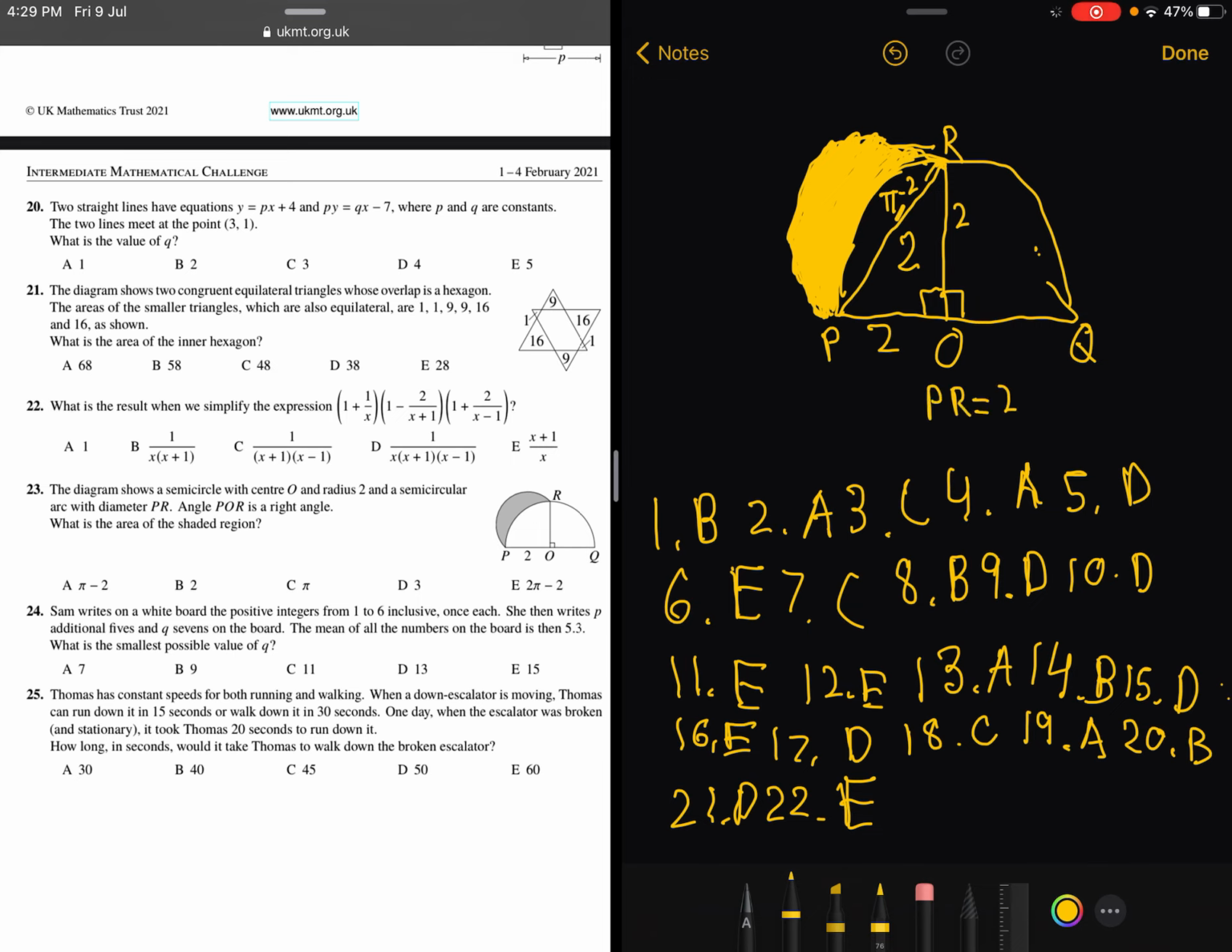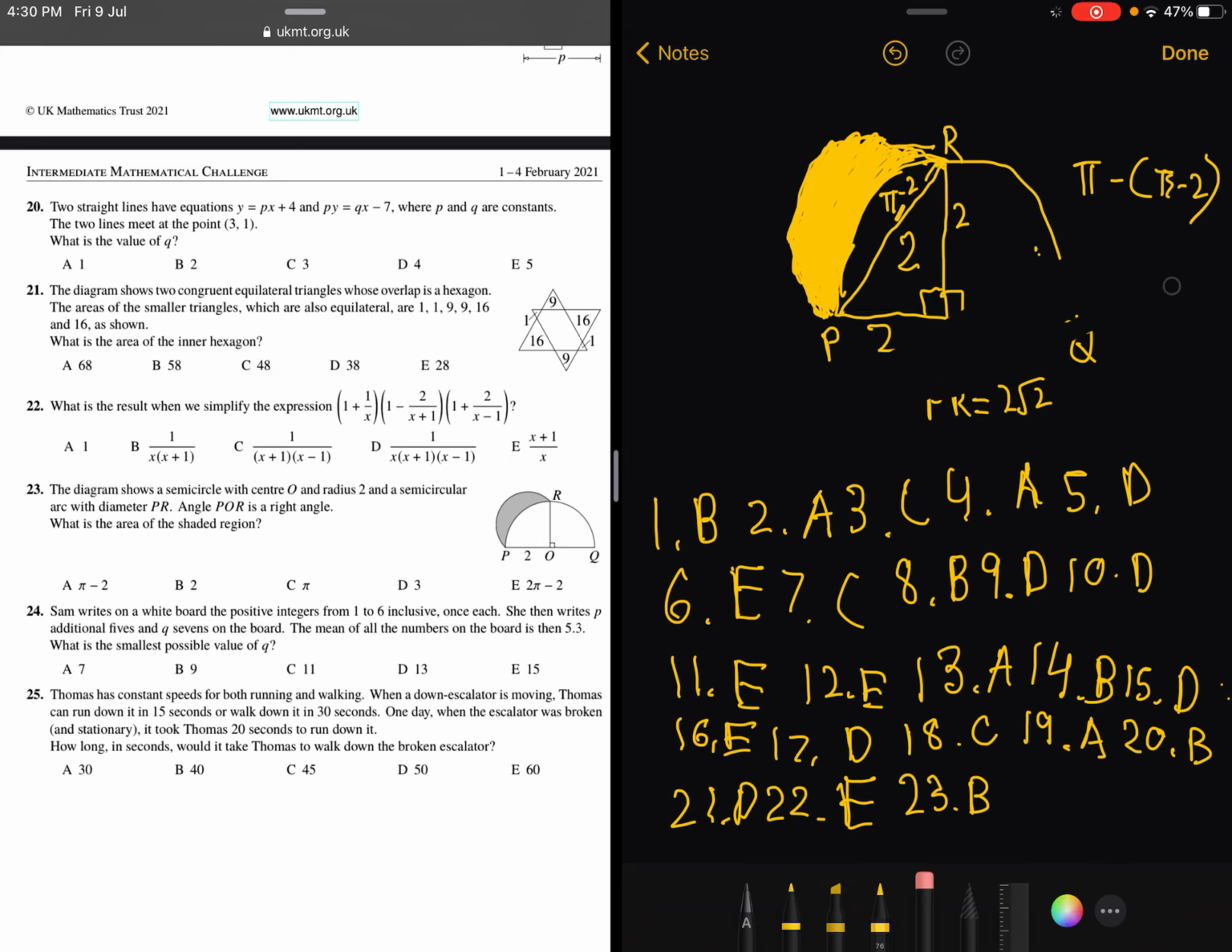So the radius of that semicircle is root 2. So pi r squared over 2 gives us 2 pi over 2, which means the area of that semicircle is pi. And you do minus pi minus 2 to get the area of the shaded region, which gives us the area of the shaded region as just 2. So 23 is B, which is 2.